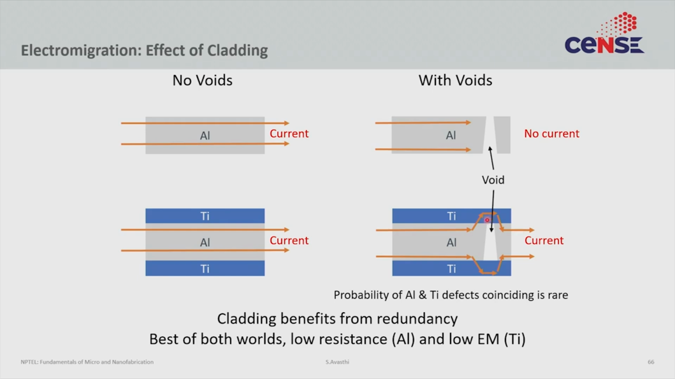This much transport in titanium would probably not significantly change your resistance, so not change any of your delays, but make sure the device doesn't fail. And titanium on its own will probably not suffer electromigration so much because it's a high melting point material. So you have sort of used both the materials to their advantage and solved the problem of electromigration. This is called cladding, and cladding is often used to reduce this problem.